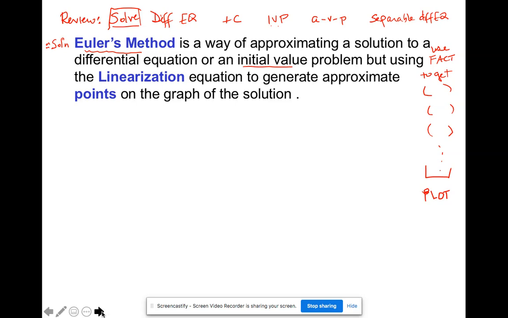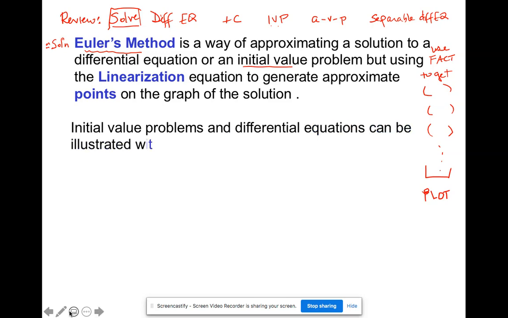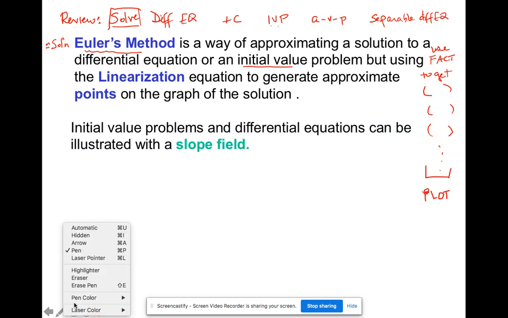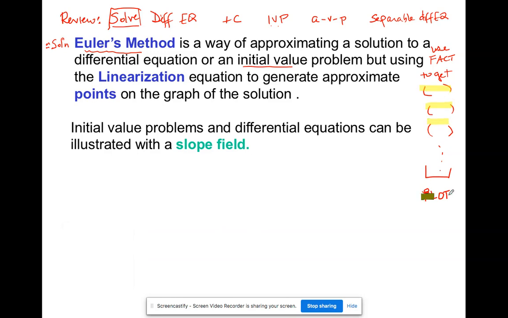So what we are going to do now is learn another approximation method. And this method is a method of getting a picture. Just like Euler's method got you points, you had to plot the points to get an approximate graph of the solution. Now I'm going to teach you not Euler's method, but you still are going to get a picture of the solution, and that picture has a special name, and it is called a slope field.